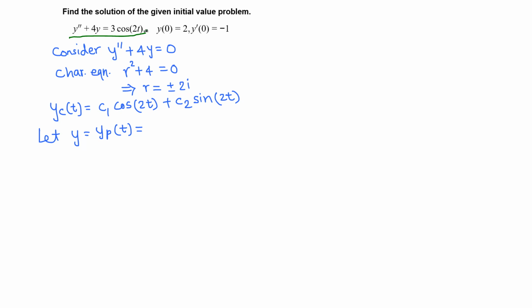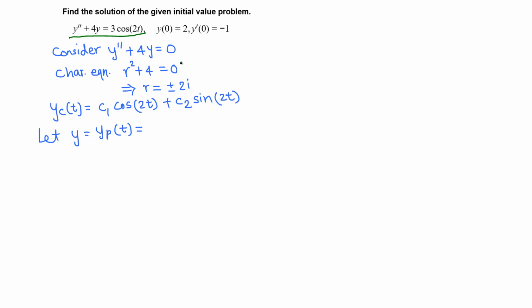To solve this non-homogeneous ODE, we first consider the corresponding homogeneous ODE. Just make the right hand side 0. So y double prime plus 4y equals 0, and we solve this equation. We find the characteristic equation, which is r squared plus 4 equals 0. Solve for r: plus or minus 2i.